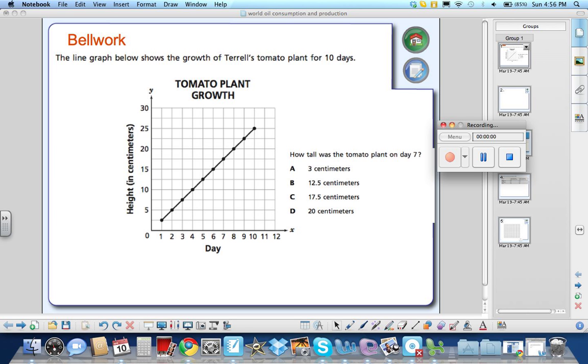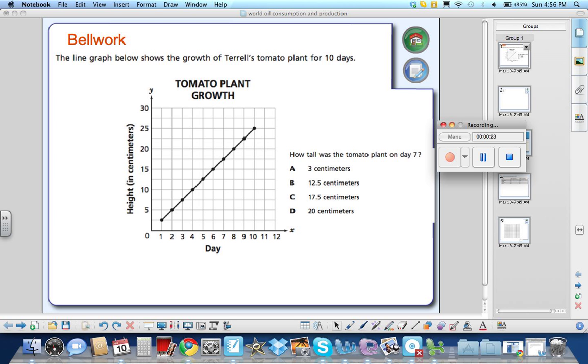You should in front of you have your bell work assignment that you have completed. I would first like to go over the assignment, make sure that you correct it. When you are done with correcting your bell work, please put it in your blue energy folder. Please read the bell work as I'm going through it with you.